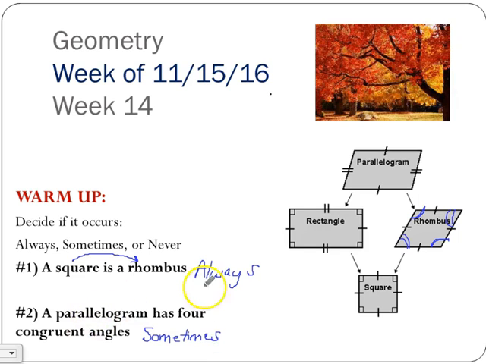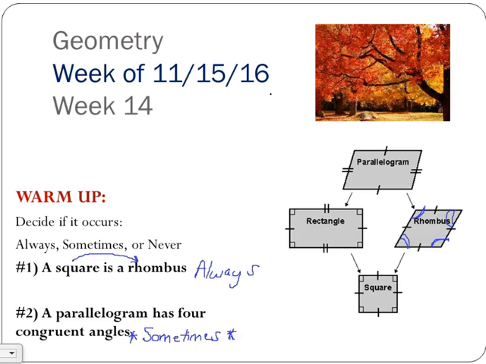Sometimes is the answer. So a rectangle and a square have 4 congruent angles, and both those are types of parallelograms, but rhombuses do not have 4 congruent angles, and a rhombus is a parallelogram. So because only some of our parallelograms will have 4 congruent angles, that makes this a sometimes answer. I find that flow charts or any types of charts are very helpful in answering those sometimes, always, or never questions.